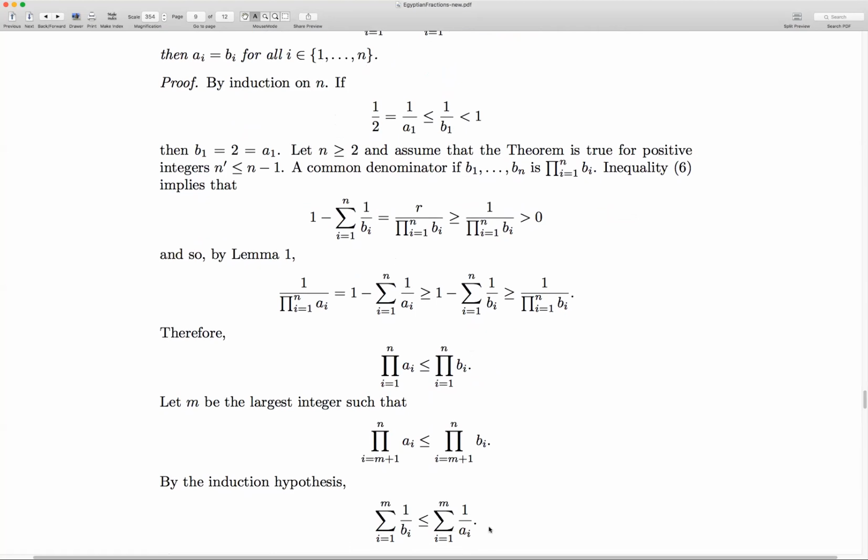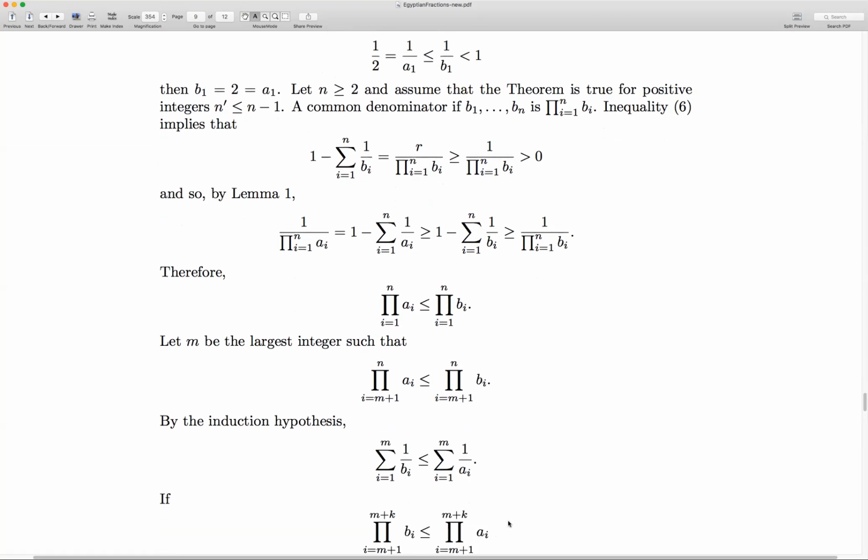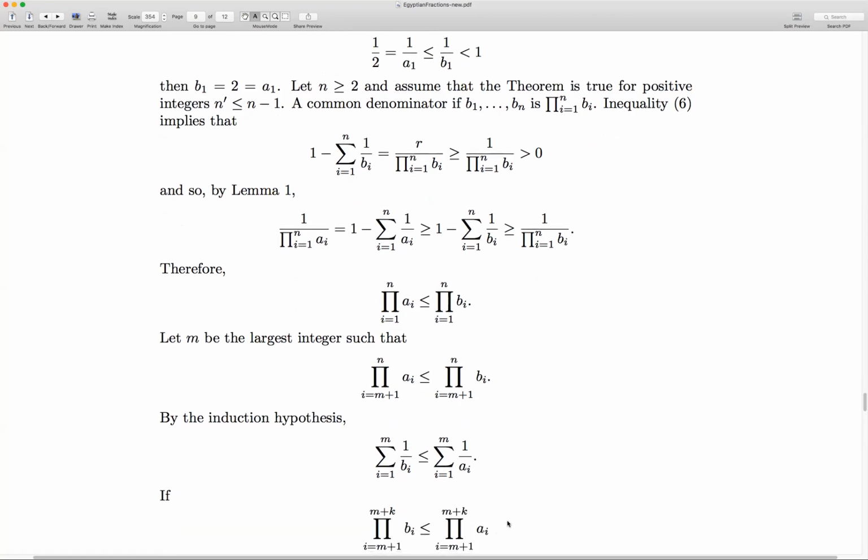Now, the induction hypothesis says if you have m less than n, right? m has to be less than n, that the sum of the reciprocals of the first m A's is at least the sum of the reciprocals of the first m B's, because this is less than 1, and for m less than n, the Kellogg conjecture is presumed to be true. So for the first m numbers, we have this inequality. Now, the product from m plus 1 to n of the A's is less than the product from m plus 1 to n of the B's.